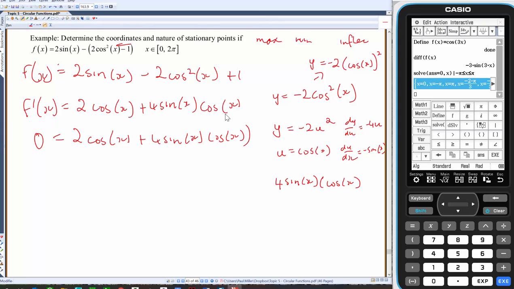Okay, and you might be thinking, look, how are we going to move forward on this? Like, how am I going to solve that? All right, and invariably, girls, it comes back to actually just using the null factor law. So what I'm going to do is factor out across the two terms what I see as the common factor. So 0 equals 2 cosine x, and now that's going to be 1 plus 2 sine x.